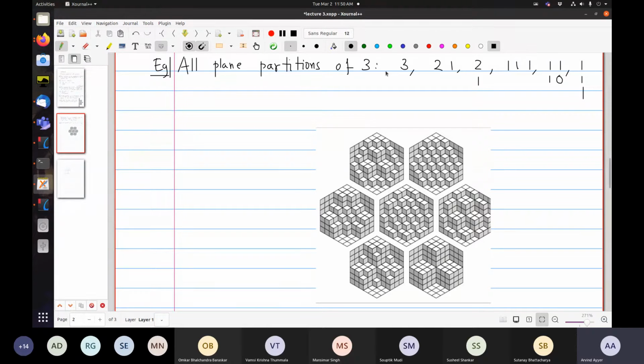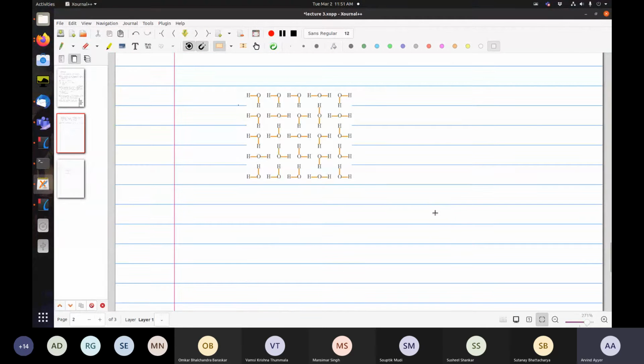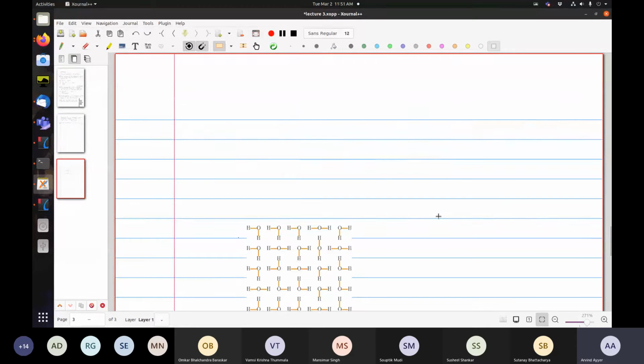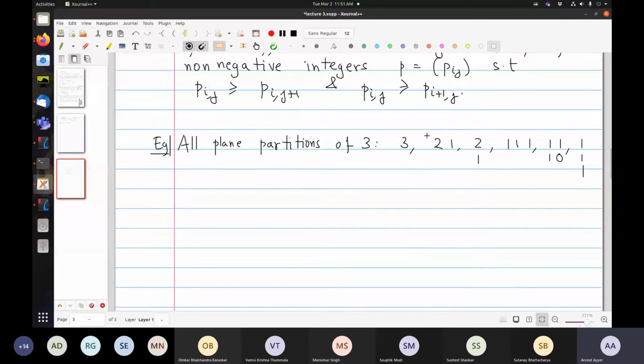Okay, so this will have to be pushed down quite a bit. Okay, so what do I do? Maybe I will cut it and paste it here. Okay, so I'm going slower than I thought. So okay.